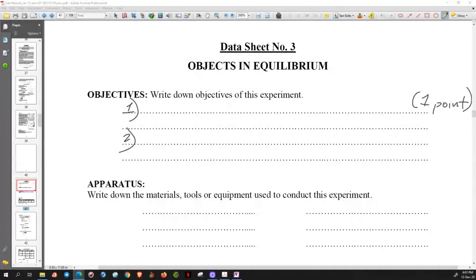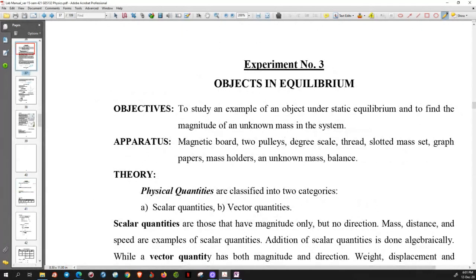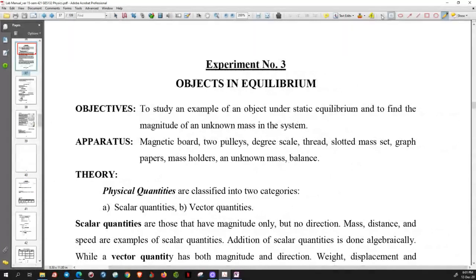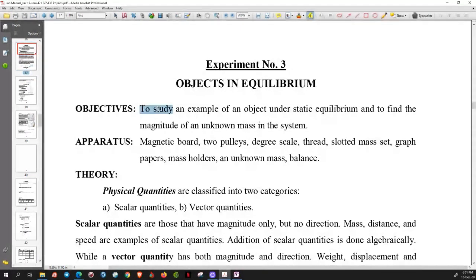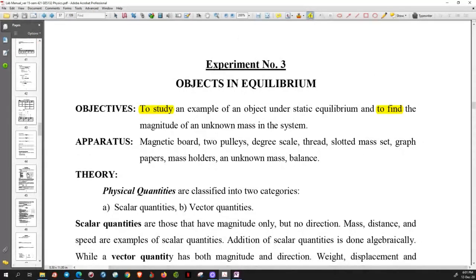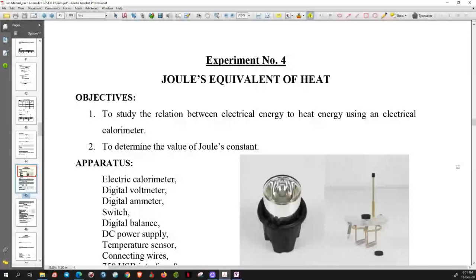So here, I want to show you something in the book itself. Here is the objective, but the keyword, as we call it, or the important thing in the objective is actually written here. Let me select the highlight, which is this one: to study. Okay, what else? There is a second one: to find. If we go to any experiment at random, okay, I'll take Joule's equivalent. This is not in the exam, but the idea for the objective remains the same: to study. You see it?